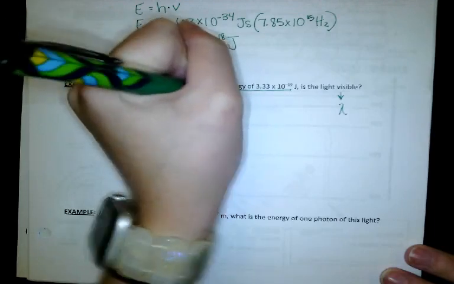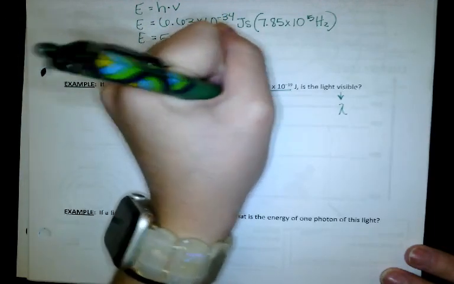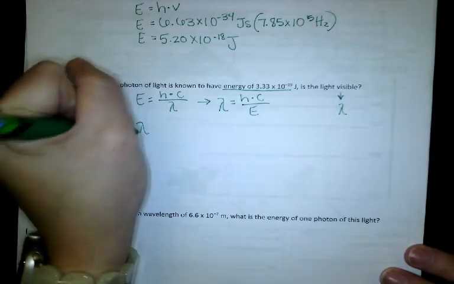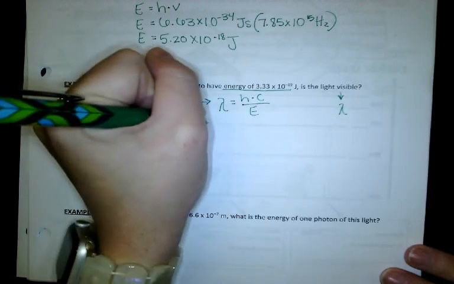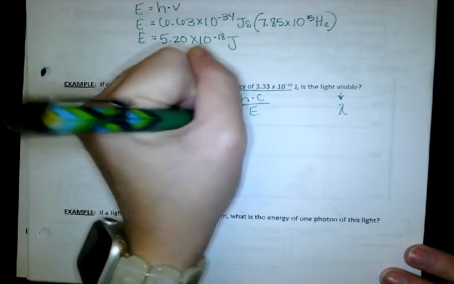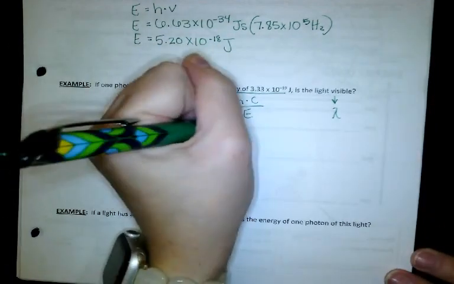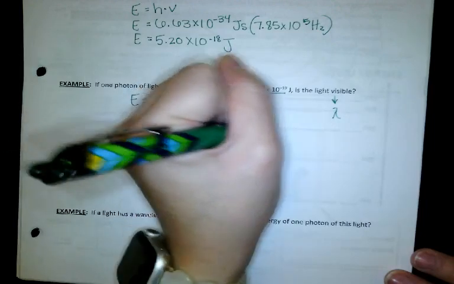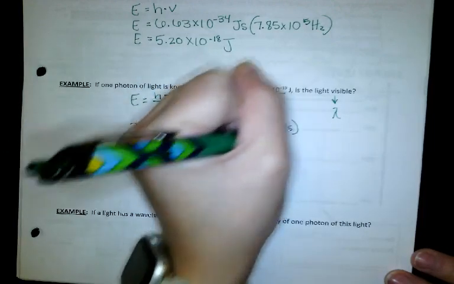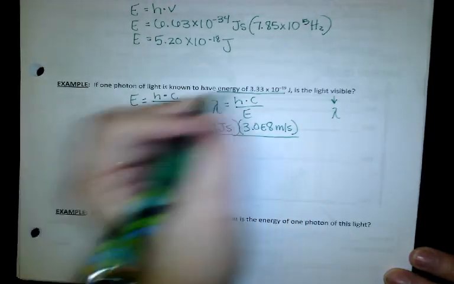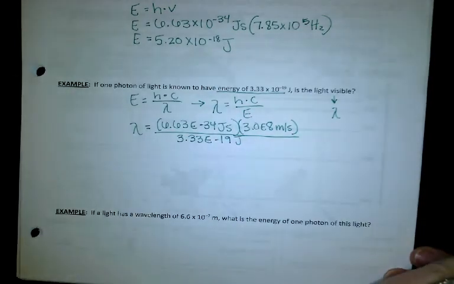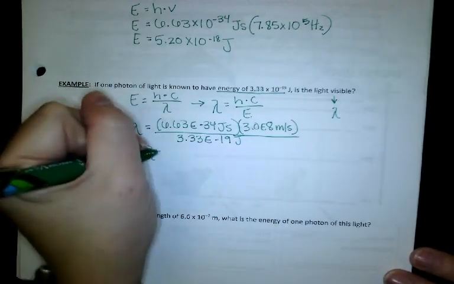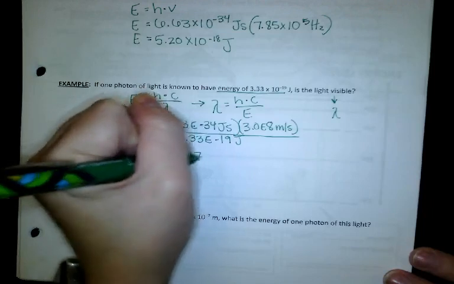Okay? So our wavelength is going to equal Planck's constant, which is 6.63 times 10 to the negative 34th joule seconds, times the speed of light, which is 3.0 times 10 to the 8th meters per second, divided by our energy, which is given in our question, 3.33 times 10 to the negative 19th joules. Okay, so when we solve for wavelength, we'll get 5.97 times 10 to the negative 7th. Okay, so that's 597 nanometers.